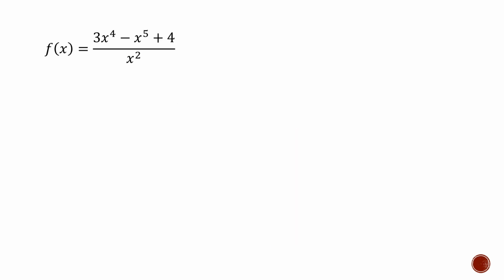Alright, so here we have 3x to the fourth power minus x raised to 5 plus 4, divided by x squared. So what we will do here is we will separate this into three terms, because as you can see, this is like a rational function. Maybe you're thinking, let's apply the quotient rule. We can actually do that, but it's a lot simpler if we do this method. So 3x raised to 4 over x squared minus x raised to 5 over x squared plus 4 over x squared. Can you see that?